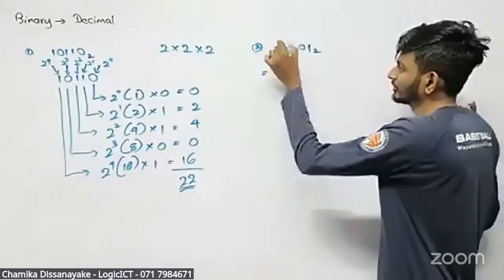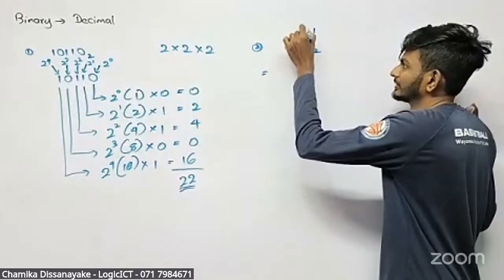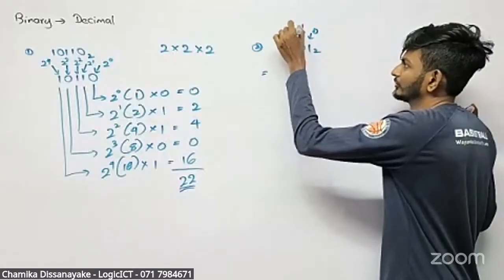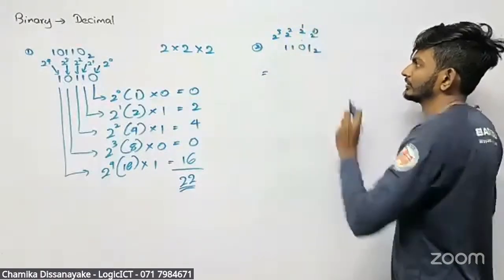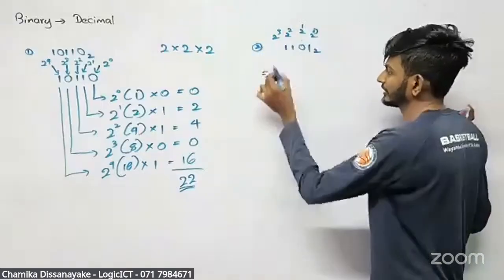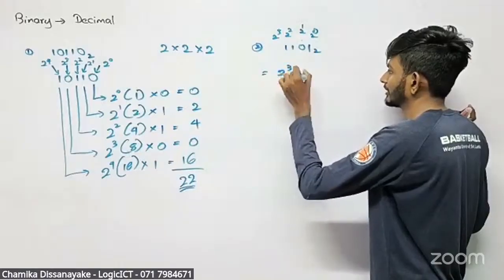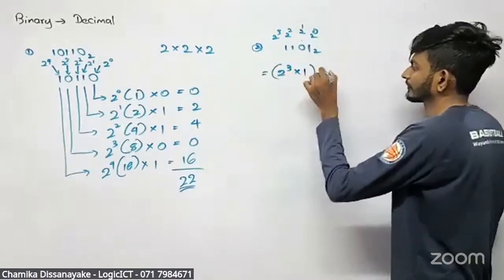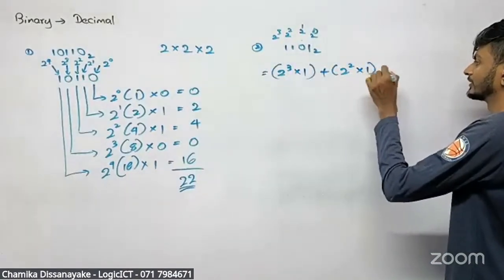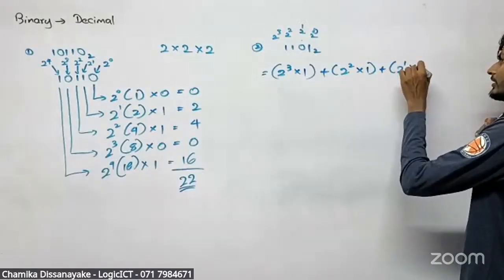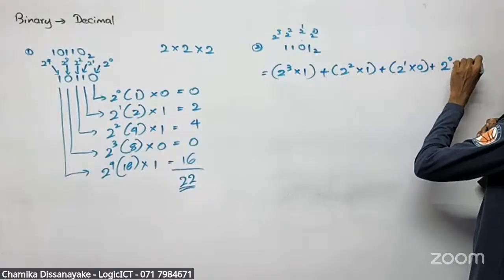Here we have the first weighting factor. So 0, 1, 2, 3: 2 to the power 0, 1, 2, 3. Here this will be 2 to the power 3. That means we put 2 to the power 3 multiplied by 1, add 2 to the power 2 multiplied by 1, add 2 to the power 1 multiplied by 0, add 2 to the power 0 multiplied by 1.